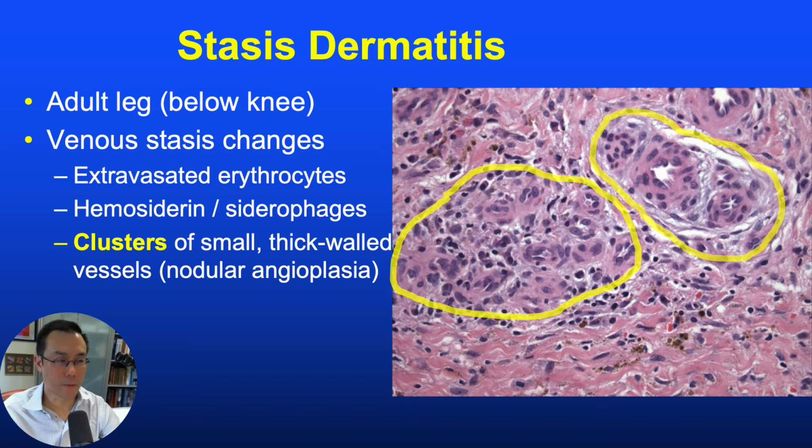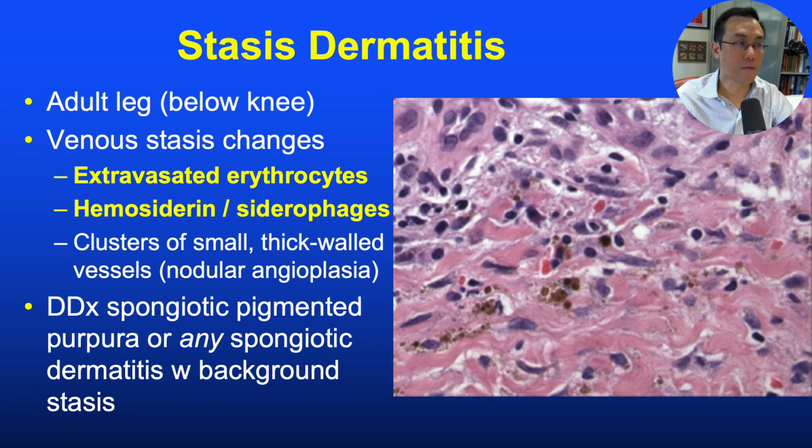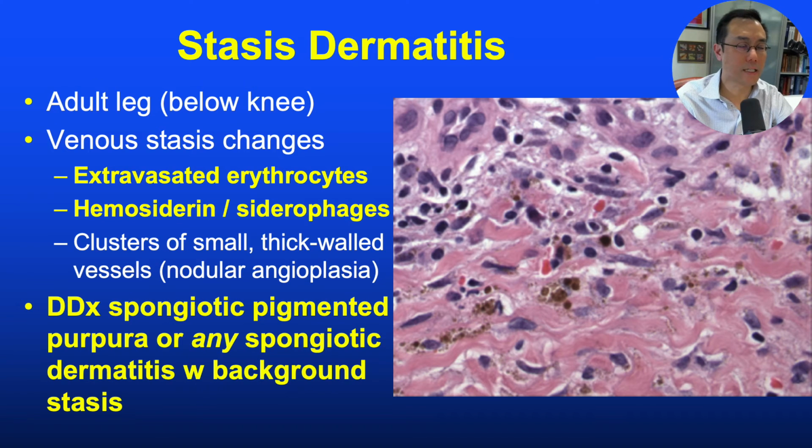Again, clusters of small blood vessels whose vessel wall caliber is just slightly thicker than you would expect for the overall size of the vessel, in concert with extravasated erythrocytes and hemosiderin. And once the presence of venous stasis has been confirmed, a perennial challenge in clinical pathologic correlation is the determination of whether the biopsy findings represent pure stasis dermatitis or any of the other forms of spongiotic dermatitis present on skin with background venous stasis. And in addition, there's a spongiotic variant of pigmented purpuric dermatosis.